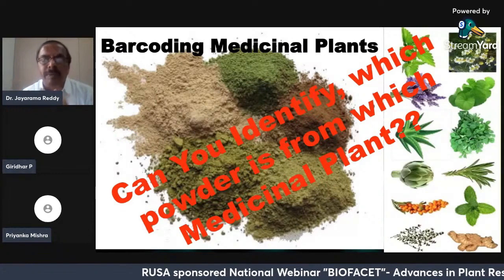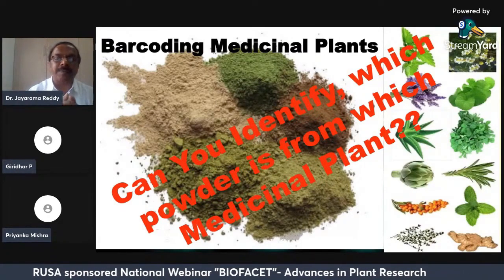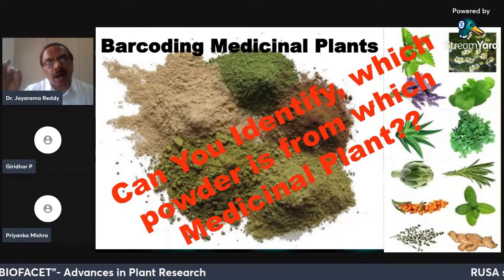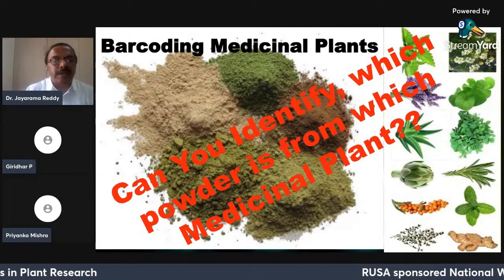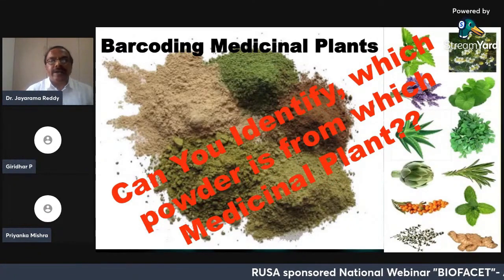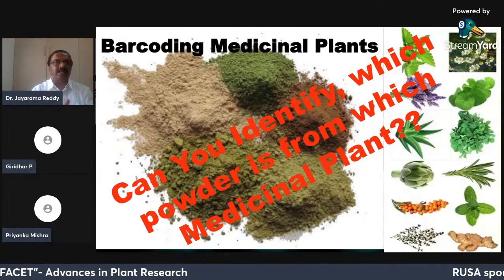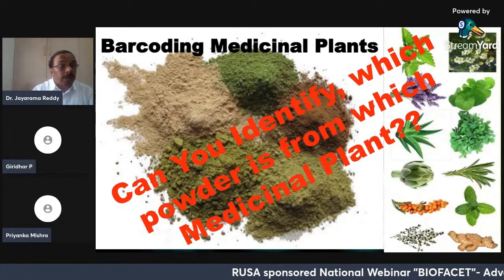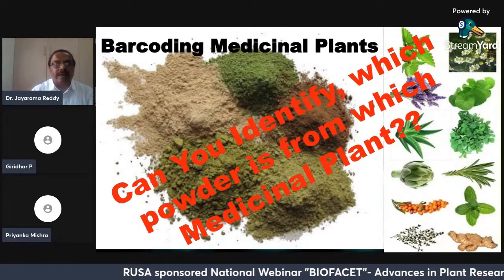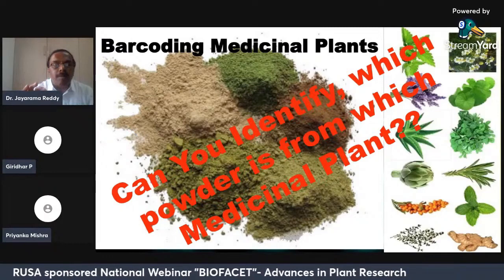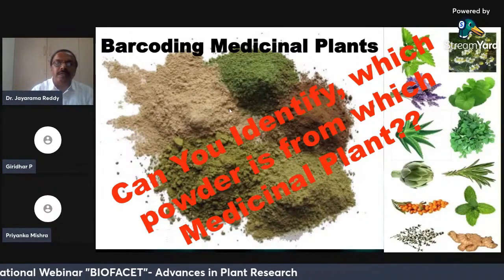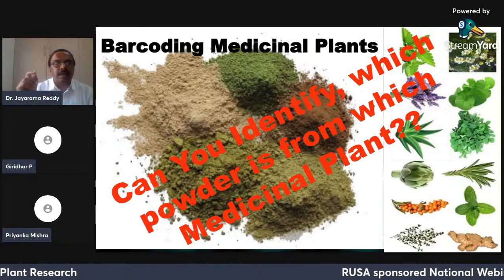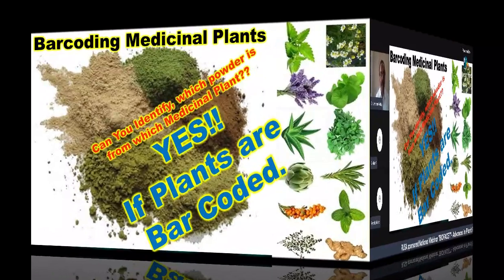Like if I say tulsi, you may identify. Aloe vera, you may identify. But if aloe vera or tulsi or Rauvolfia serpentina or Catharanthus roseus is coming in the form of a powder, can you identify? The answer is you can do it by using plant DNA barcoding. And you don't require flowers, you don't require the plant, you don't require anything. Even a small amount of powder is enough, about 2 grams. From that you can isolate the DNA, and you can identify whether the plant is the same or not.